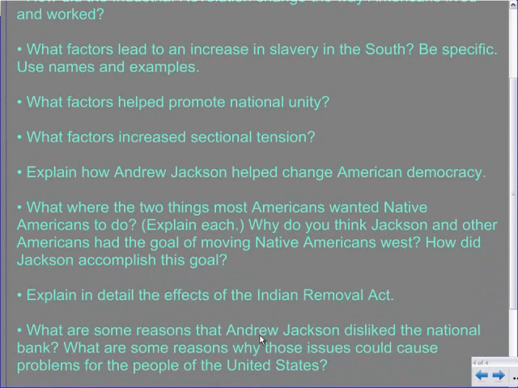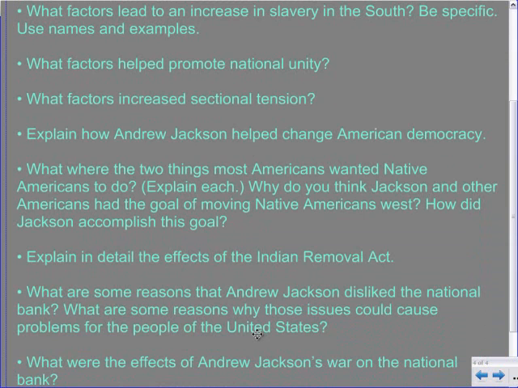What factors promoted national unity? I think that one's pretty obvious too. The American System: improved transportation, the national bank, one currency, protective tariff, bringing the nation closer together. Use examples, like the steamboat promoted national unity because of such and such. What factors increased sectional tension? Well, the people in the West wanted cheap land. People in the North didn't want that because they were worried about all their people moving out to the West and not being in the factories, and all that kind of inner working with all of them.